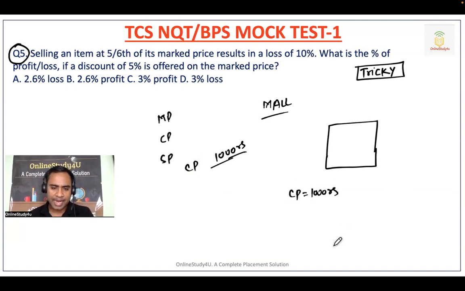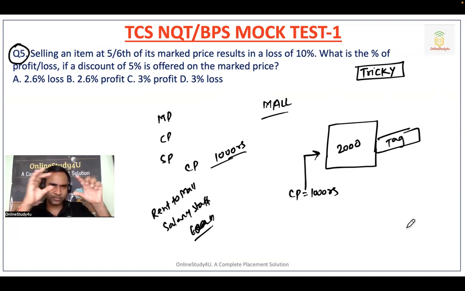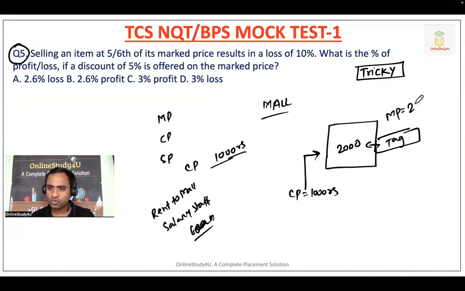Now I have to sell to the customers in the mall. So definitely in the mall, I need to give rent to the mall people. I have to give salary to the staff, and then I also have to earn. So what I will do, I will increase the price and I will put it at 2,000 rupees. I will put a tag. So when you go to a mall and see the shirt, you will see a tag. The price mentioned in that tag is nothing but 2,000 rupees.